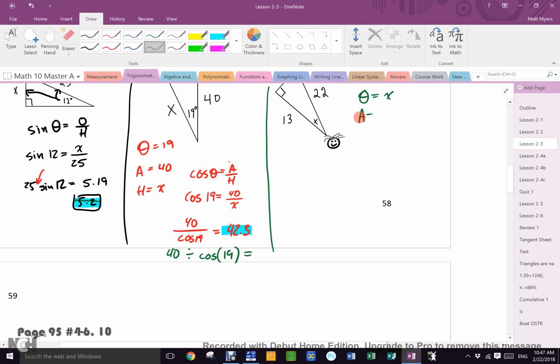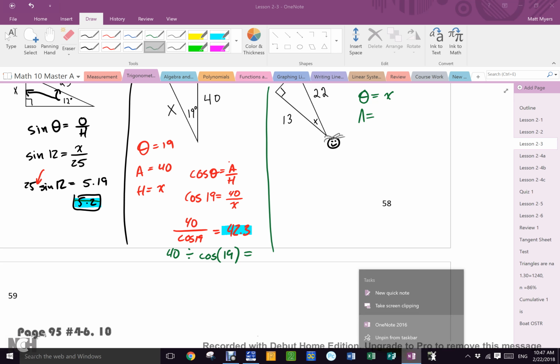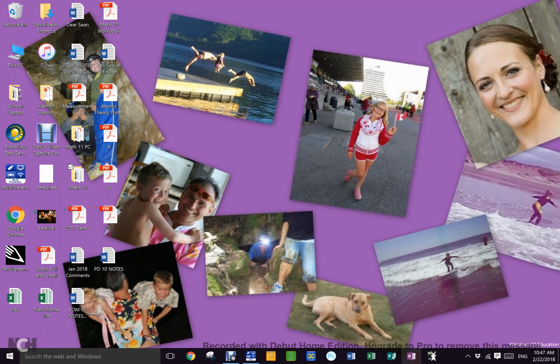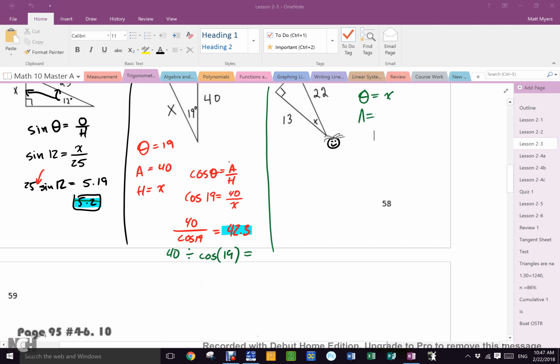Oh, the lines are disappearing. That's always a good sign. Let's just close this off. 13 for A, and what else do I have? Hypotenuse, which is what? Okay, so what uses A and H? Cos. So I have my A of 13, my H of 22. So I know cos theta is A over H.